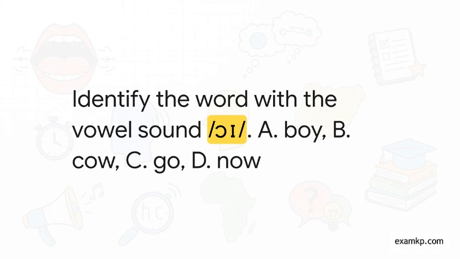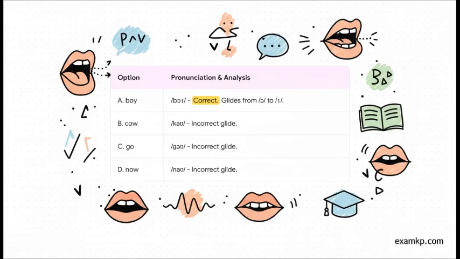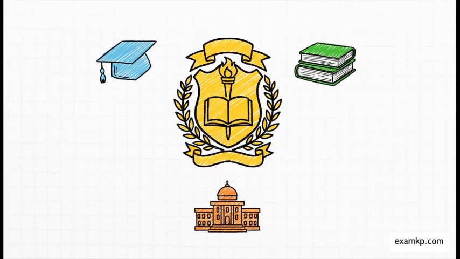Oi. Sound familiar? That's our classic diphthong example we just talked about. So if we look at the phonetic transcription, we can see that cow, go, and now are also diphthongs, but they're different ones. They are different glides. Only boy has that specific oi glide we're looking for. So the answer is A. It really is as simple as that. All right, let's move on.